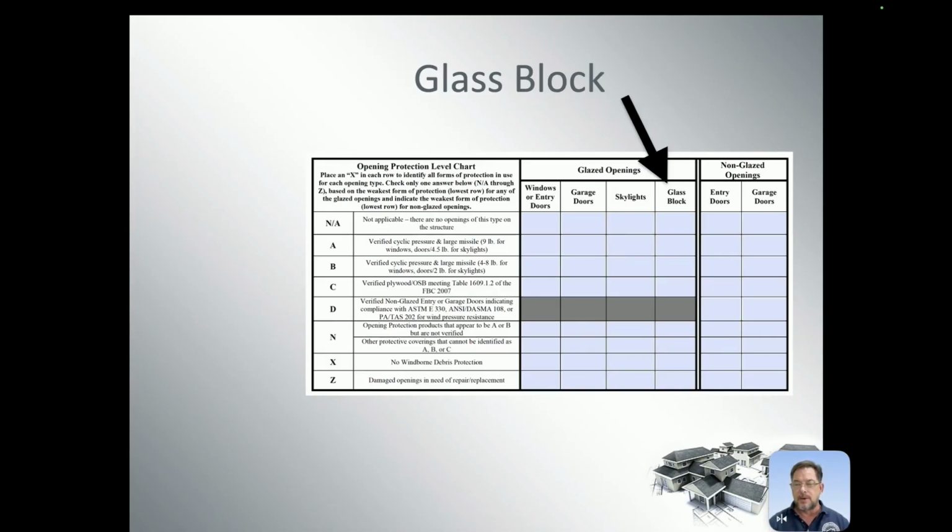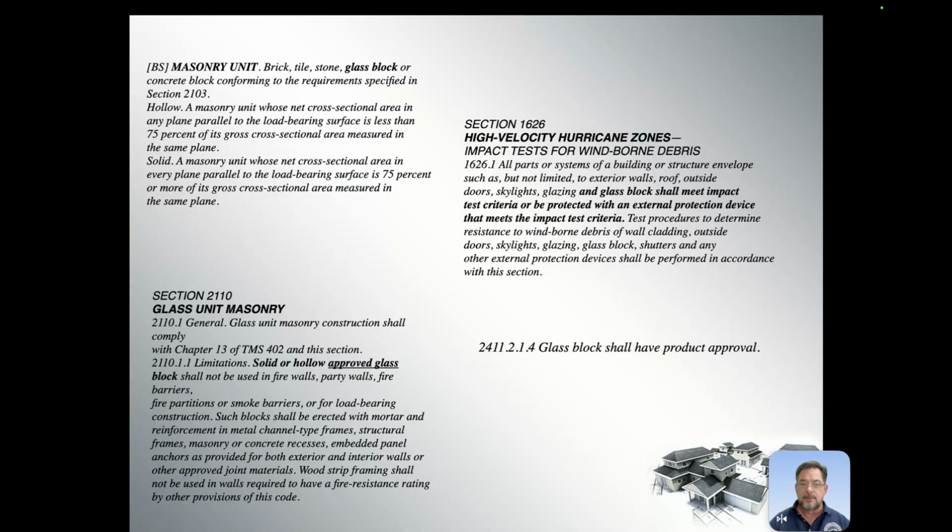So glass block. What about glass block? Glass block presents an interesting problem, and many people get very confused because it has to be protected according to this chart. But I'm going to point out, and this comes right from the building code, that a glass block is considered a masonry unit. It's right in the definition. But it has to be solid or hollow, and it has to be approved glass. So keep that in mind. Glass block has to meet test criteria and may require extra protection in the high velocity hurricane zone.